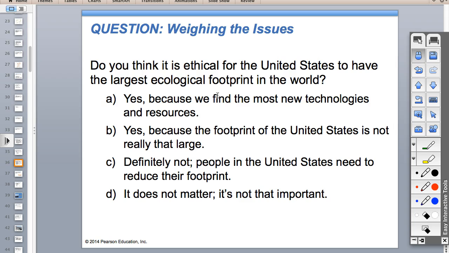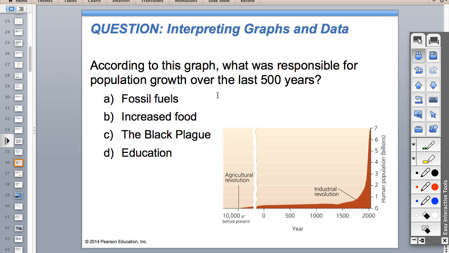So, do you think it's okay or ethical for the United States to have the largest ecological footprint in the world? What did you put down, Kara? C? So definitely not. People do not say to reduce their footprint, which is easy to say on paper, right? But then it's hard to actually do. According to the graph, what is responsible for the population growth over the last 500 years? Definitely the black pig. I think that's the answer.